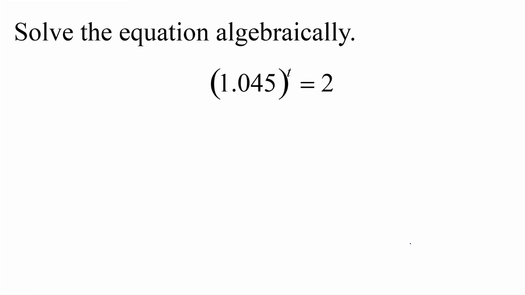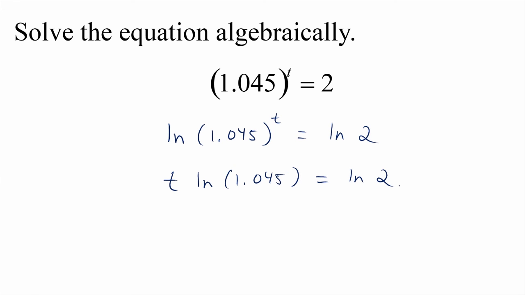Solve the equation algebraically. We have 1.045 to the t power equals 2. Let's start by taking the natural log of both sides of this equation. So we will have natural log of 1.045 to the t power equals the natural log of 2. On the left-hand side, we can use our power property of logs. So natural log of 1.045 to the t power is the same thing as t times the natural log of 1.045. On the right-hand side, we have natural log 2.